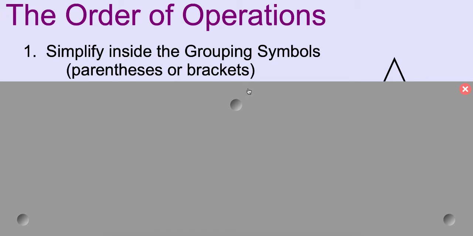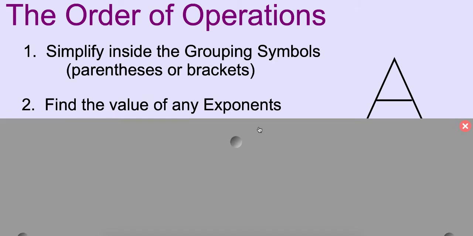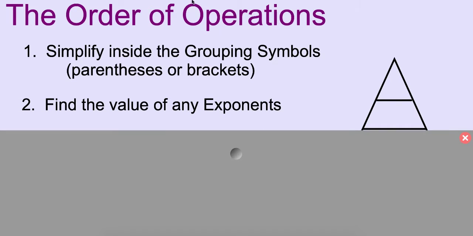First we're going to do anything inside of the grouping symbols. Then we're going to find the value of any exponents. Remember, exponents are those little raised up numbers. It tells us how many threes we want to multiply. So 3 to the second power is really 3 times 3; two 3s are being multiplied. Over on the right, you're going to see a little pyramid.